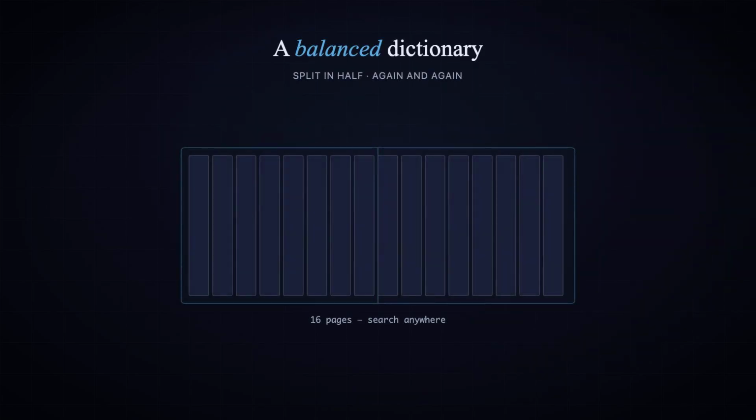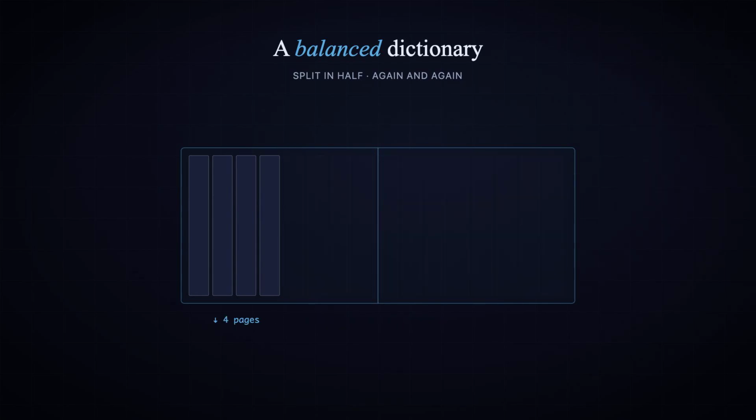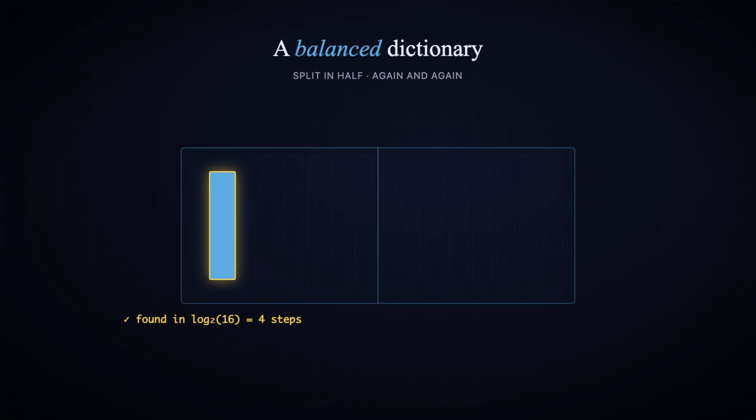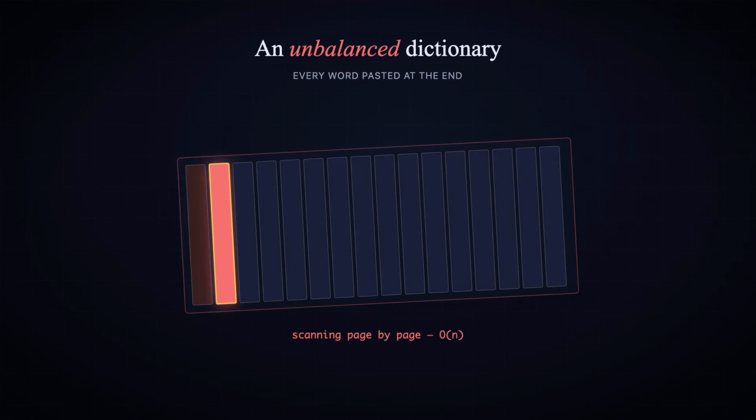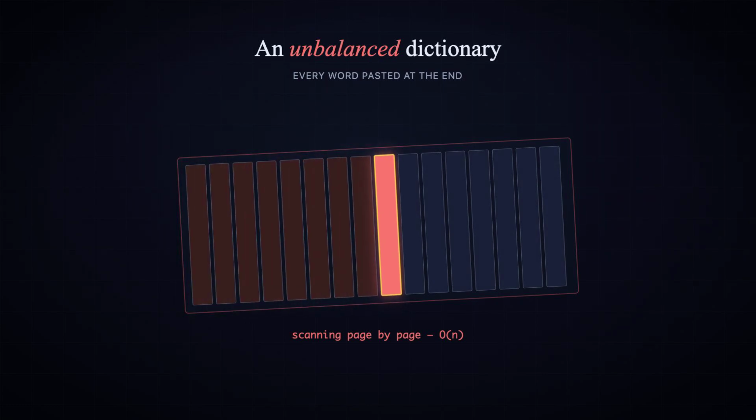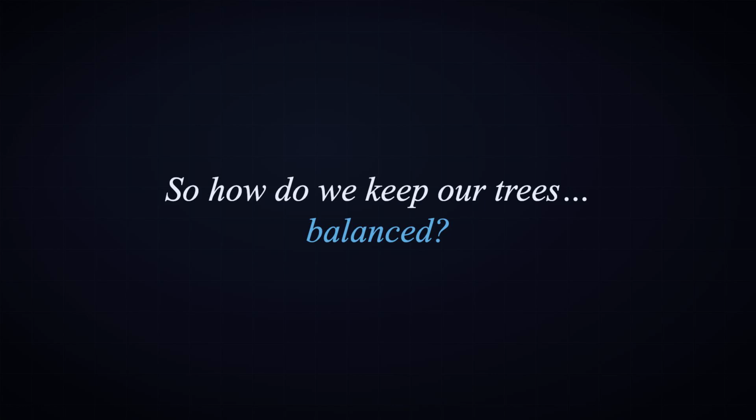Think of a dictionary. You find a word in seconds, not by reading every page, but by splitting the book in half again and again. That's the magic of a balanced tree. But imagine a dictionary where every new word gets pasted at the very end. Suddenly, finding a word means flipping through every single page. That's an unbalanced tree. So how do we keep our trees balanced?